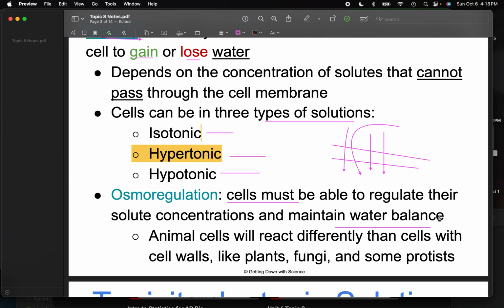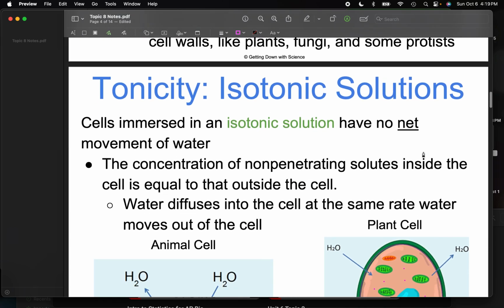Animal cells will react differently than cells with a cell wall, like plants or fungi or some protists, simply because cell walls, it's just that extra added layer. There's the cell wall, then the plasma membrane in plant cells, whereas animal cells just have that plasma membrane. So things are going to react differently in animal cells and plant cells.